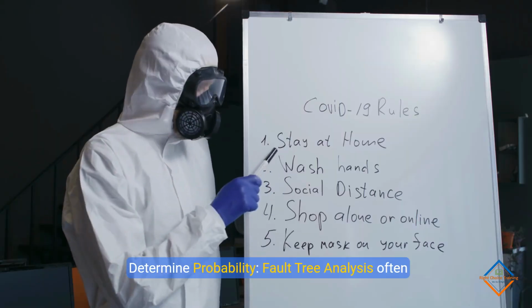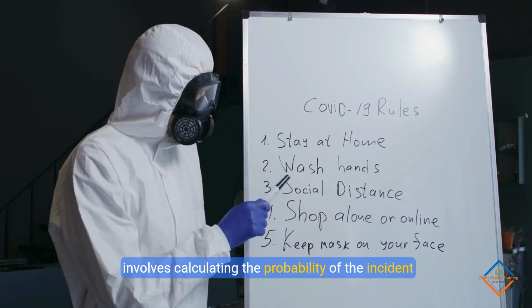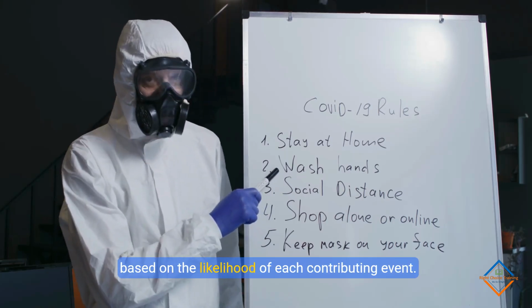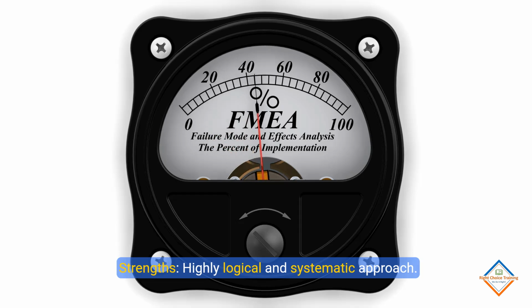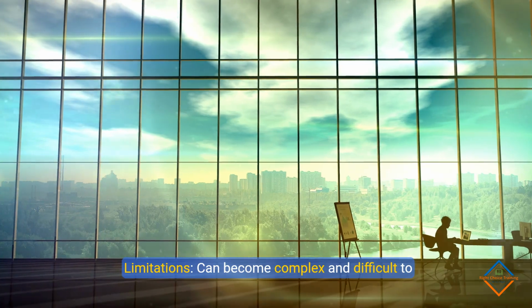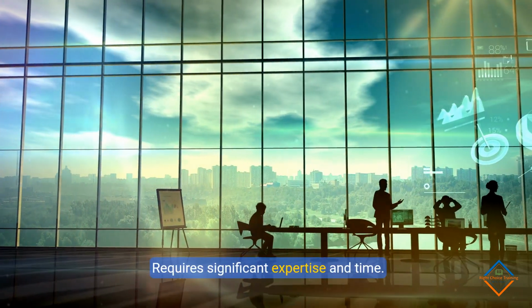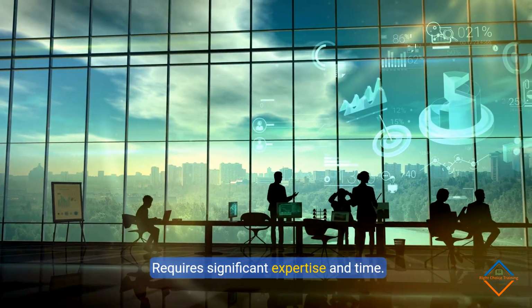5. Determine probability. Fault tree analysis often involves calculating the probability of the incident based on the likelihood of each contributing event. Strengths: highly logical and systematic approach. Excellent for identifying combinations of failures and for complex systems. Limitations: can become complex and difficult to manage for large systems, requires significant expertise and time.